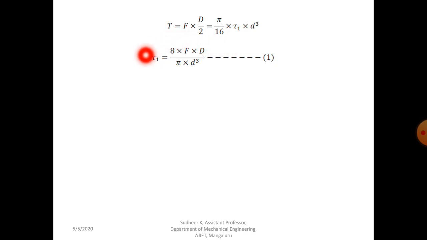Now if I write the equation for torsional shear stress in the bar, it is given by 8FD divided by pi into d_q. So this is one of the important equations. It's nothing but the stress induced in the bar.